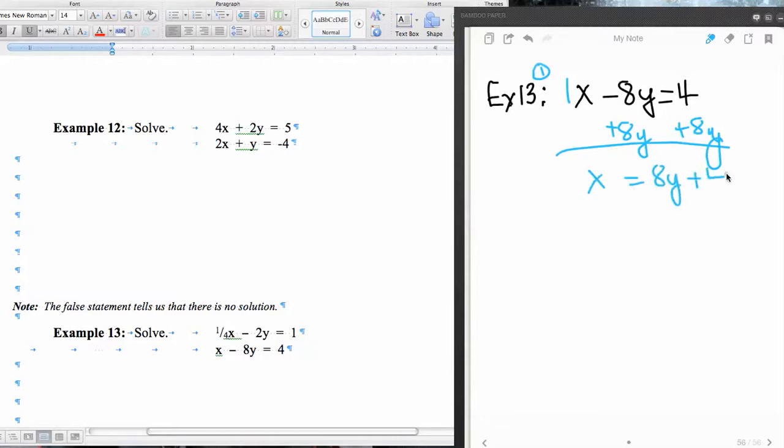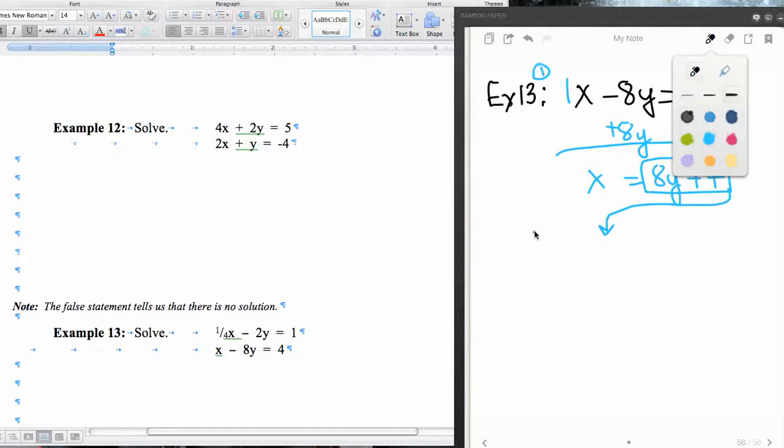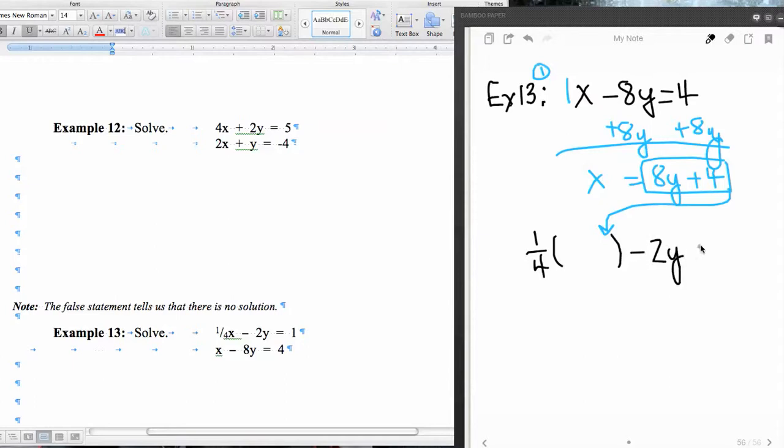Now that expression for x I can substitute into the other equation. So now I have this 1/4 times my x value, and I'm just going to put big parentheses there, minus 2y is equal to 1. Now you might think, oh gosh, that's going to be really hard. It's got a fraction. Don't worry about it. This one works out okay. You'll see how it works out in a second.